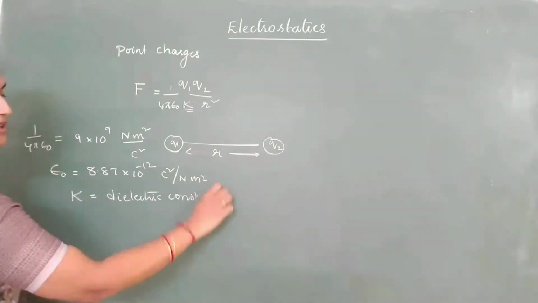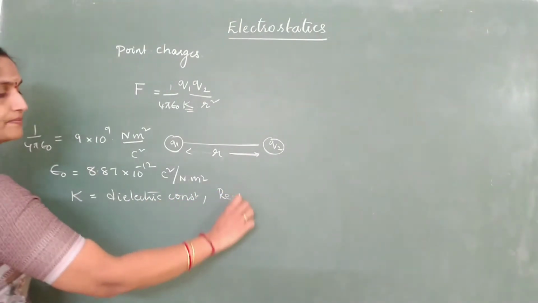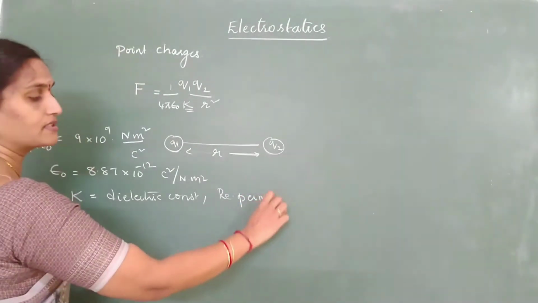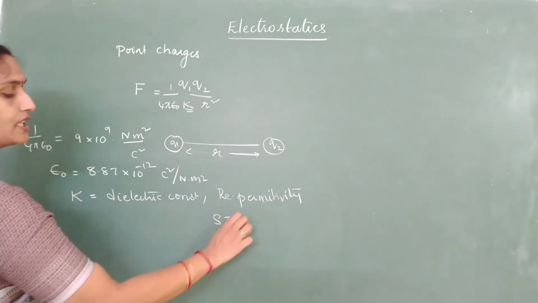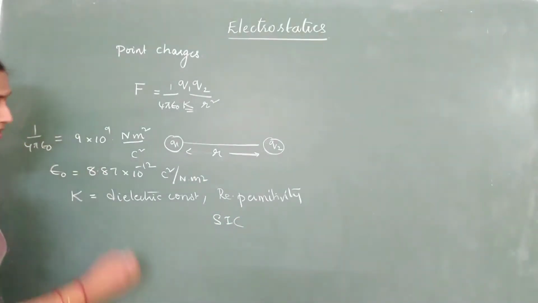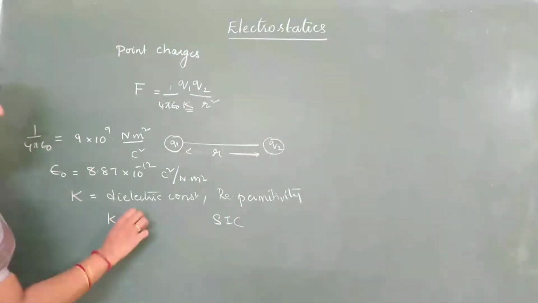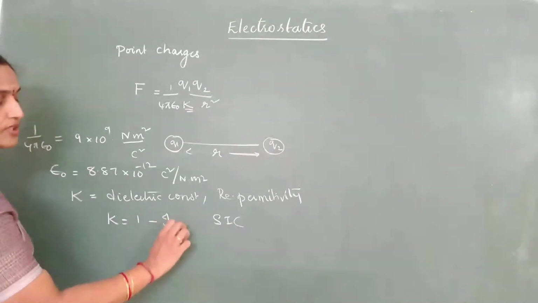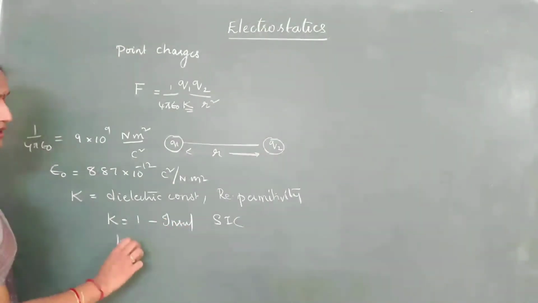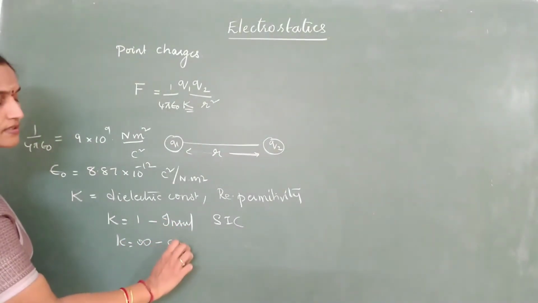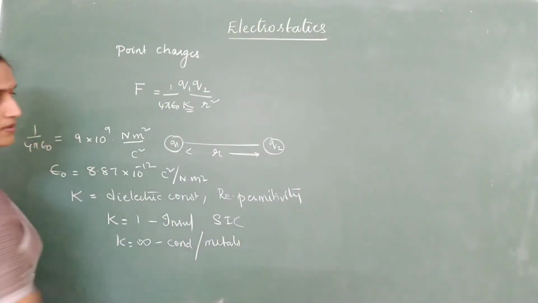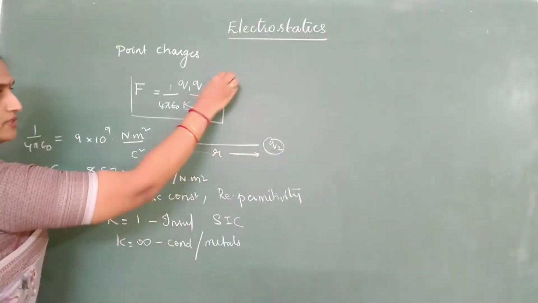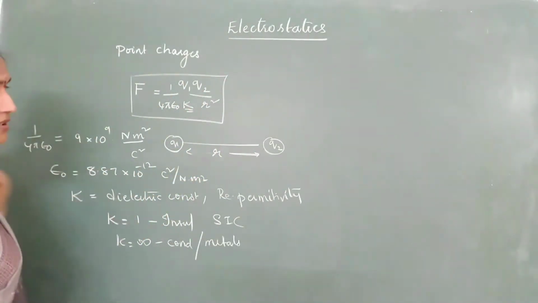Other name is relative permeability. Not permeability, I'm sorry, it is relative permittivity or specific inductive capacitance. Then it takes values from 1 to infinity, 1 for insulators and infinity for conductors or metals. Okay, this is the scalar form of Coulomb's inverse square law.